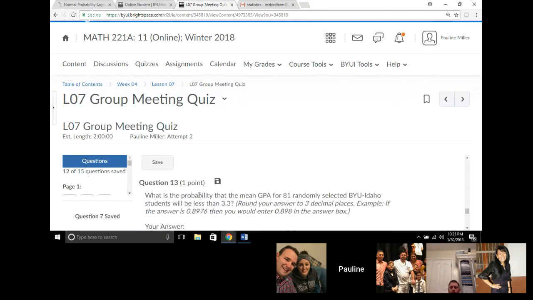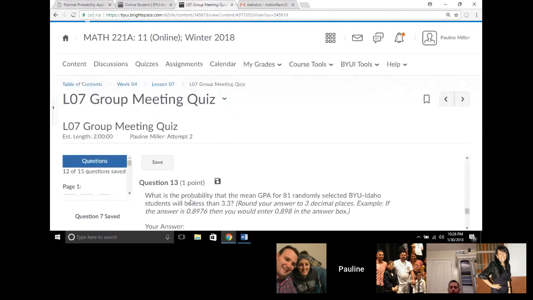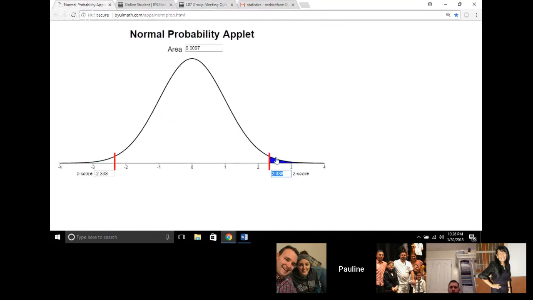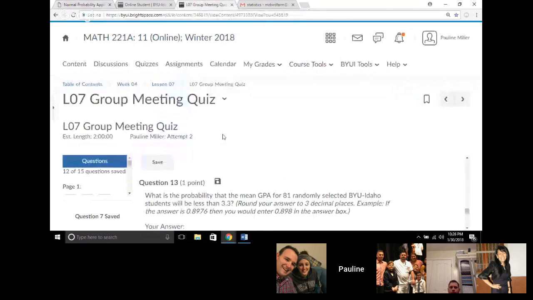And then now they're going to ask us the probability of that again. So we'll go up to here. And, oh, wait, hold on. What did they want? They wanted to know the probability of being less than 3.3. So we're going to shade the one that is the lesser, and we're going to put in 0.078. Okay, that's not what we were supposed to do. Let me see. Oh, because we didn't do the math first.